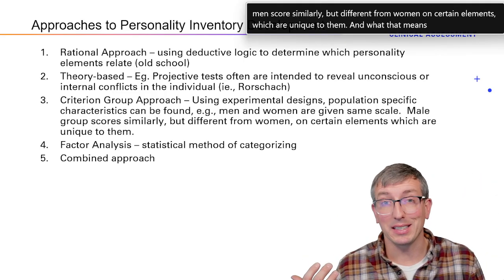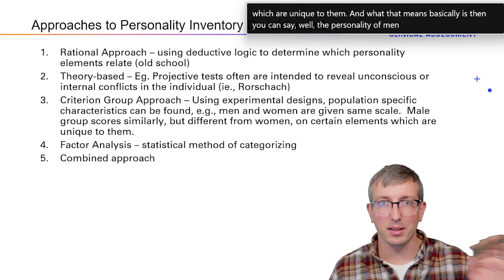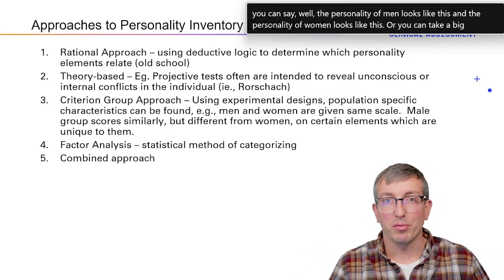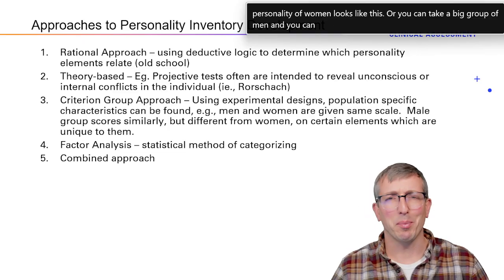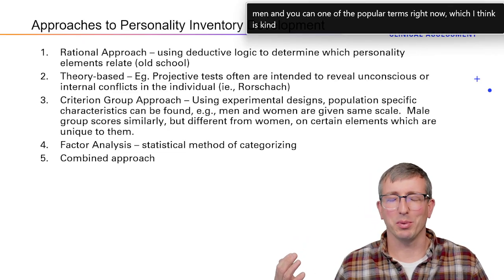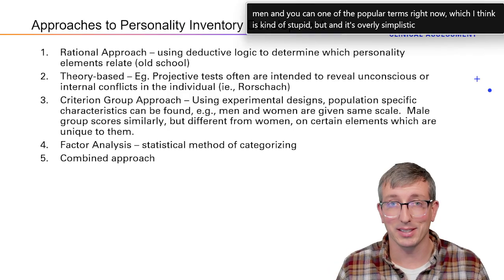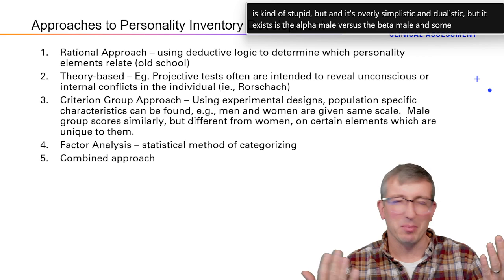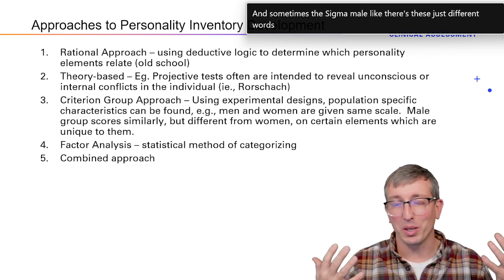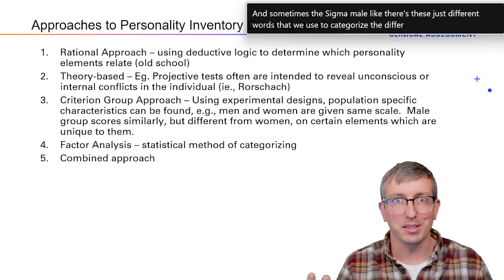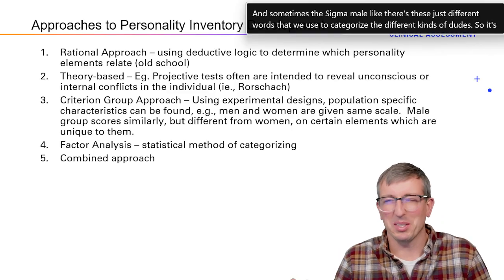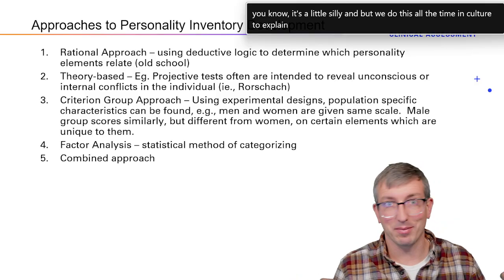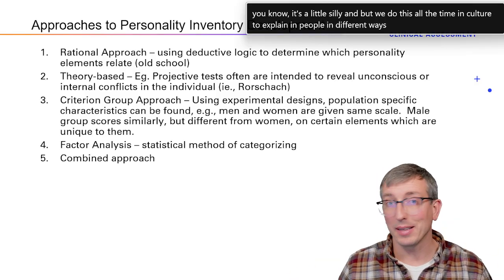And what that means basically is then you can say, well, the personality of men looks like this, and the personality of women looks like this. Or you can take a big group of men, and you can use one of the popular terms right now, which I think is kind of stupid, and it's overly simplistic and dualistic, but it exists: the alpha male versus the beta male, and sometimes the sigma male. There are just these different words that we use to categorize the different kinds of dudes. So it's a little silly, but we do this all the time in culture to try and explain people in different ways. But that's not very scientific.